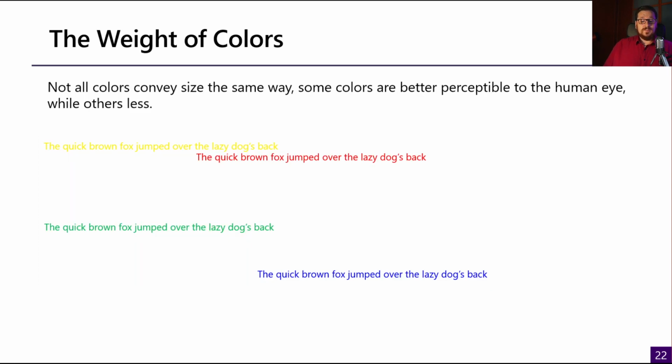Another important point in how we use colors is that colors have weight, meaning that depending on what color it is, it can be more or less perceptible to the human eye. For example, at first glance it might seem that all those texts are the same size, but actually the yellow text is the biggest one. And even though it is side by side with the red one, it still seems a bit bigger.